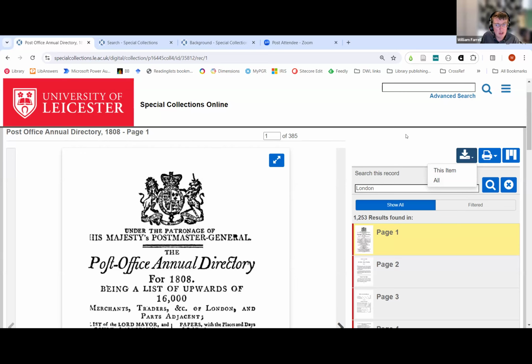So if you do want individual directories and you want to come back to them, that's the way I recommend. Go click through to the title of the one that you want and download, which is the third icon here, and download all. This item is confusing. It means the first page or the page that you're on. So if you do this item, you'll just get the title page here. So you need to do all for all the pages.